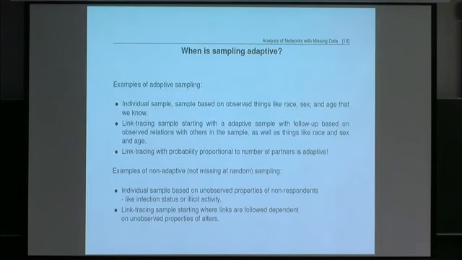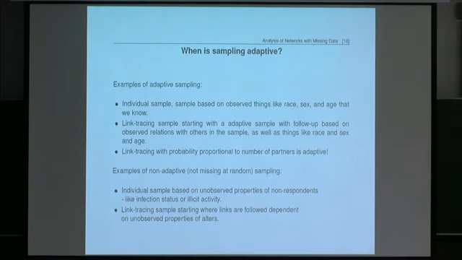To give some examples of when sampling is adaptive, in the case of an individual sample, if we choose our sample based on observed covariates like race or sex, that's an example of an adaptive sample. So is link tracing, if we're following up based on these known covariates. And the last bit here, if we link trace with probability proportional to the number of partners, so a person's degree, that's also an example of an adaptive design.